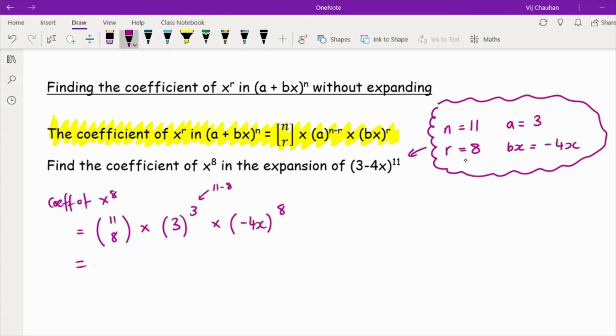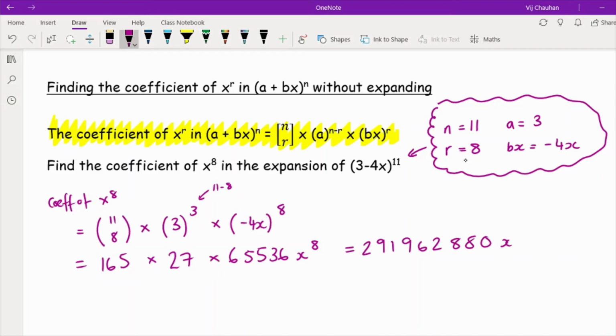So here I've got 11 C 8, which is 165, times 3 cubed, which is 27, times minus 4 to the power of 8, which is 65536x to the power of 8. And if I simplify all of that together, I get 165 times 27 times 65536 equals 291962880x to the power of 8.